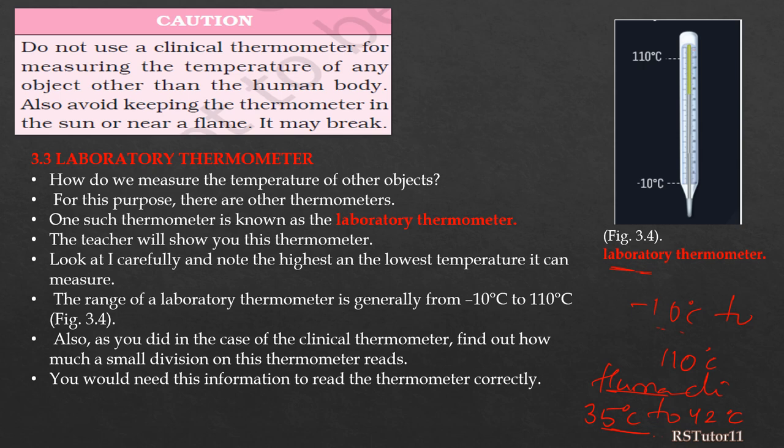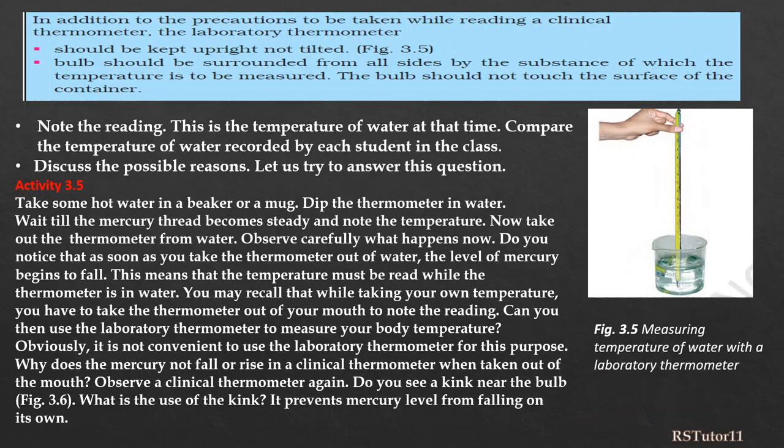So how to read a thermometer? Let's see. There is an activity. Take some hot water in a beaker or a mug. Dip the thermometer in water. Wait till the mercury thread becomes steady and note the temperature. Steady means stable. Now take out the thermometer from water. Observe carefully what happens now.